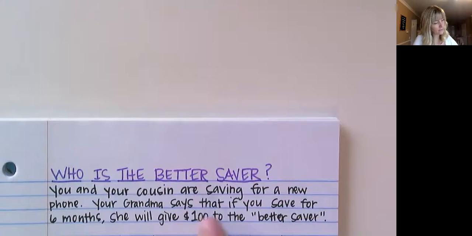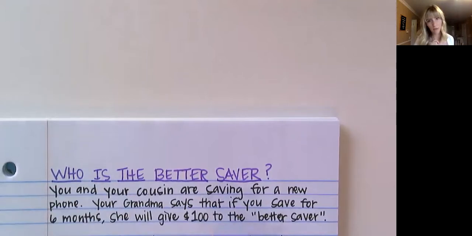She says that if you save for the next 6 months, so she's like, okay, I'm gonna help you guys get your phones. I need you to save for the next 6 months. She also asked you to keep track every month of how much you saved. And she's gonna decide at the end of those 6 months, she will give $100 extra on top of whatever you saved. She will give $100 to whoever she decides is the better saver. So that's kind of the question here. We're gonna look at some data. We're gonna say the 6 months has passed and you and your cousin have been saving for this phone. We're gonna look at this data and we're gonna try and decide who grandma is gonna say is the better saver. So first let's look at the data, okay?